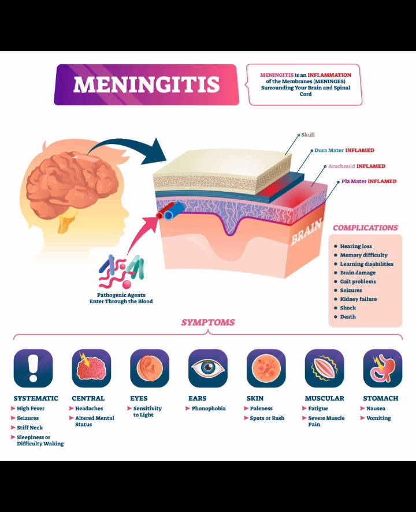And hearing loss is very important, memory difficulty, learning disabilities, brain damage. These are the complications that occur in meningitis. So the video can show a child in an ICU setting. There are rashes, the child has convulsions, high grade fever, neck stiffness, Brudzinski sign and Kernig sign. These are shown positive on the video. So it is a case of meningitis.